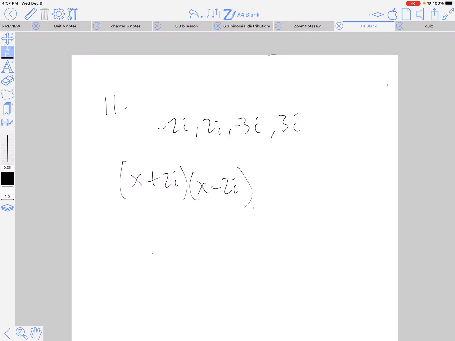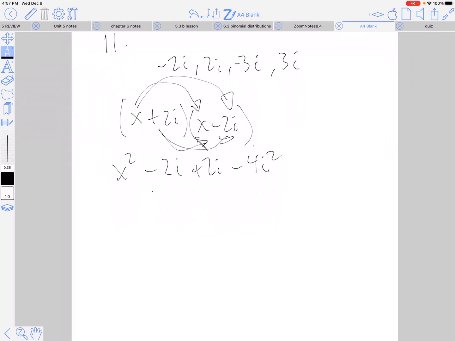So remember the trick, we could multiply it, but the trick is, okay, so yeah, I'm just going to multiply it. But you know the trick now, so just watch real quick. Okay, so 2 times 2 is 4. Well, then positive times negative is negative. 2 times 2 is 4. i times i is i squared. So we have x squared, middle cancels out, and then we have minus 4i squared.